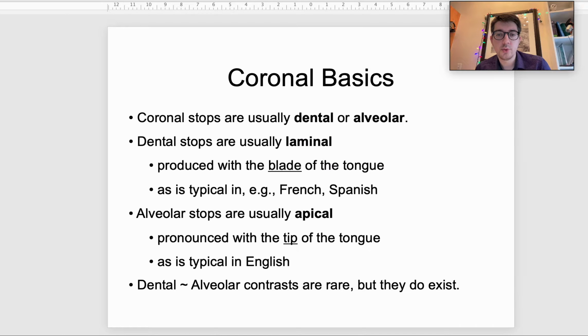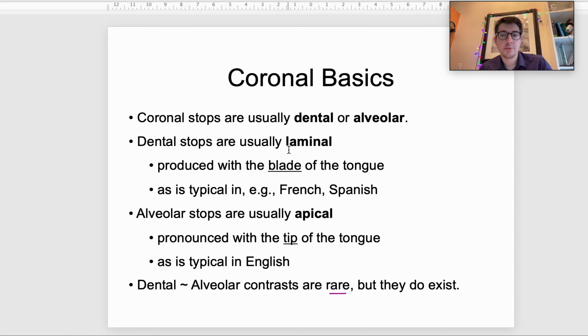All right, so we know that we have two types of articulators, active and passive, and active articulators hit the target. We can say that coronals or coronal stops are usually dental or alveolar, and they can be either or. There are very few languages that contrast these. Dental alveolar contrast are very rare, right? So these are rare, but they do exist.